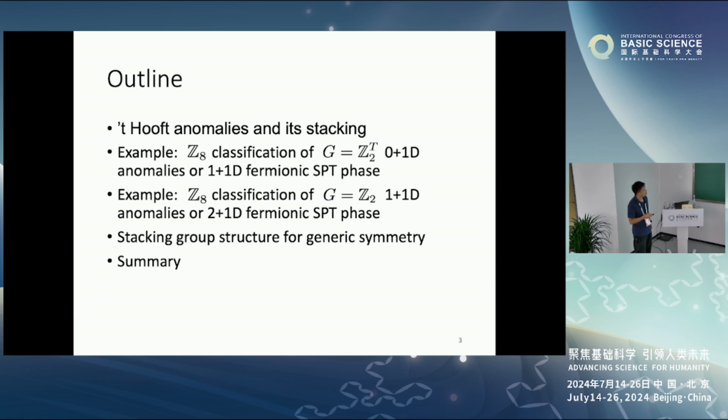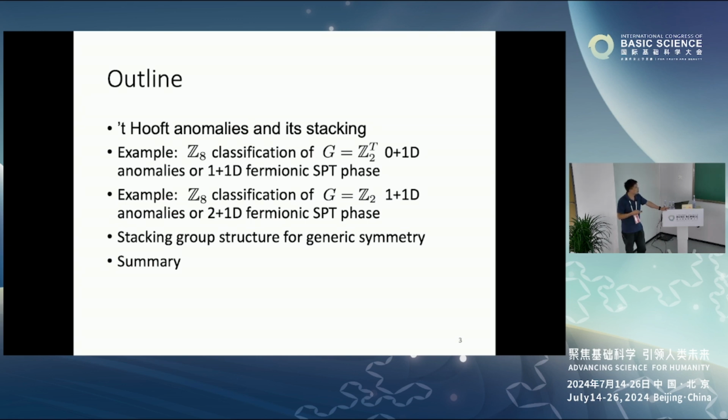One is a 0 plus 1 dimensional anomaly, so it's a quantum mechanics. And we can ask about this quantum mechanics with a symmetry Z2T, which means the time-reversal symmetry with the group structure just Z2. We ask what is the anomaly for this Z2T symmetric quantum mechanics. It is related to a 1 plus 1 dimensional Fermionic SPT state, and the final classification is actually Z8. This is the simple example.